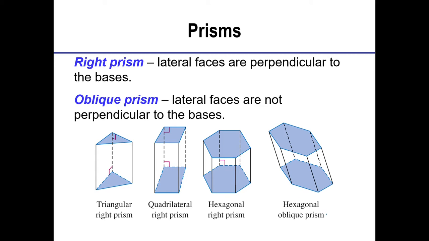The hexagonal prism here is oblique because although the bases are parallel with one another, the base does not meet the sides at a right angle. It's an oblique angle.